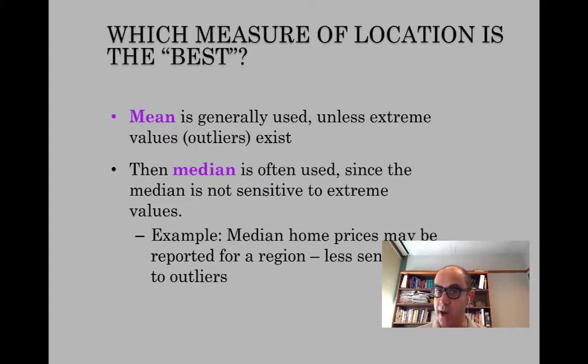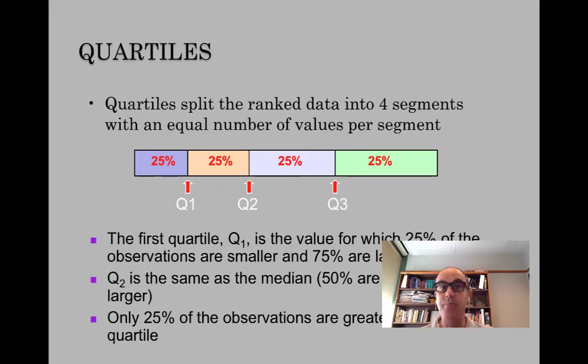But one of the questions that I often insist you understand is which measure of location is the best. The mean is usually used unless an extreme value exists. The median is often used because it is not sensitive to extreme values. So again, the median house price may be reported for a region, as it is less sensitive to extreme values or outliers that the data represent.